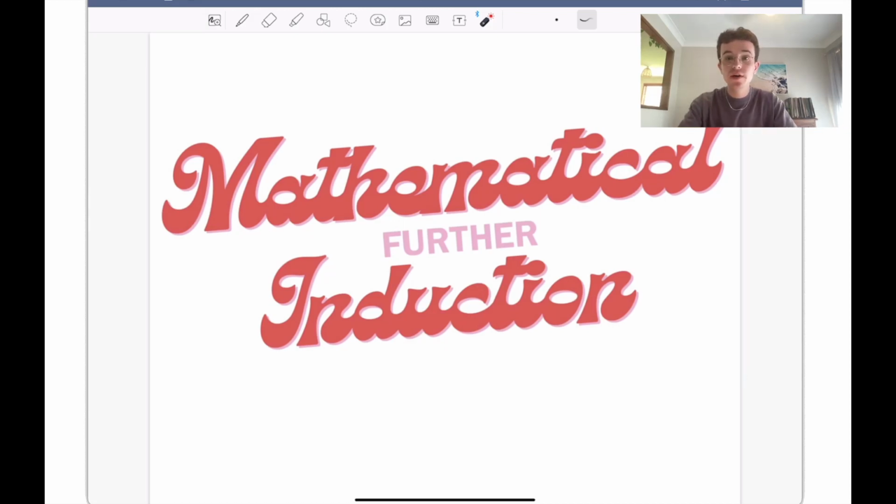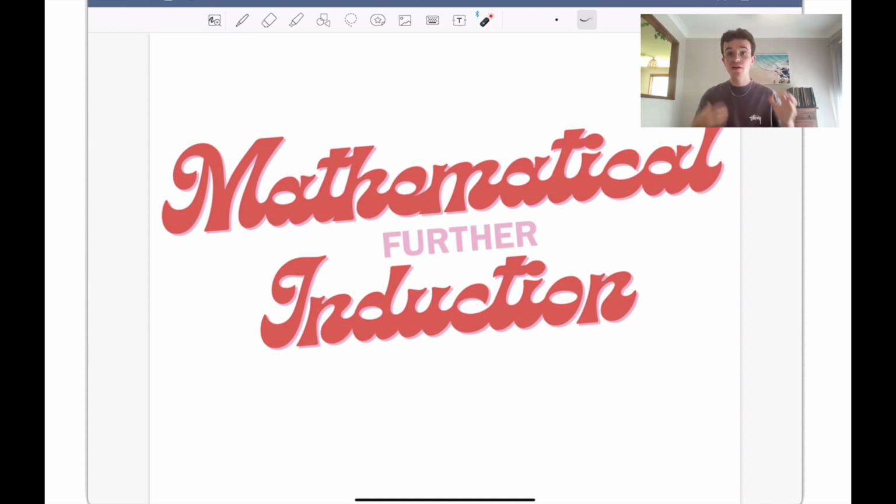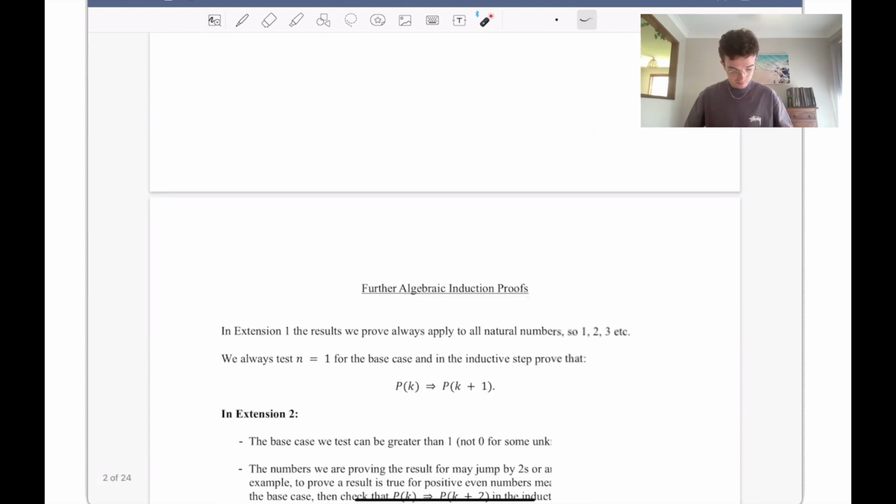Okay, so today we're going to have a look at our new Extension 2 topic, further mathematical induction. So in Extension 1 we have done lots and lots of work on mathematical induction, and in Extension 2 we're really just going to be extending upon that knowledge and looking at different types of questions and, of course, at harder questions.